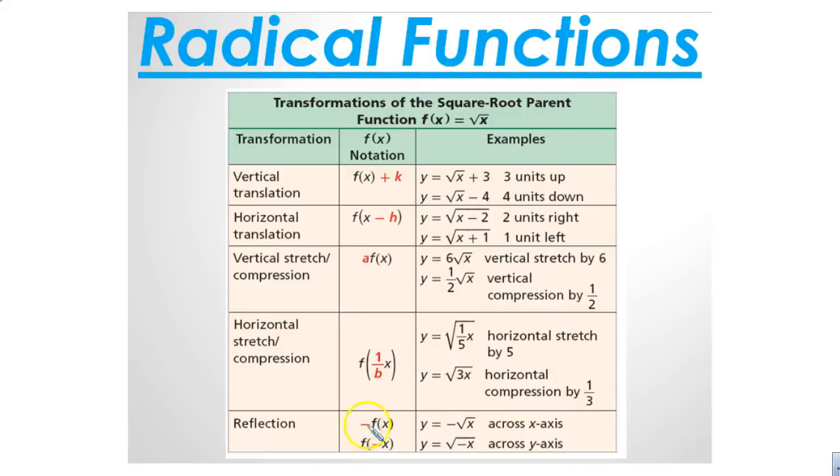If the negative is outside, it's a reflection across the x-axis, just like in the function being outside the radical. If it's inside the function notation, it's just like being inside the radical, and that would be a reflection across the y-axis.